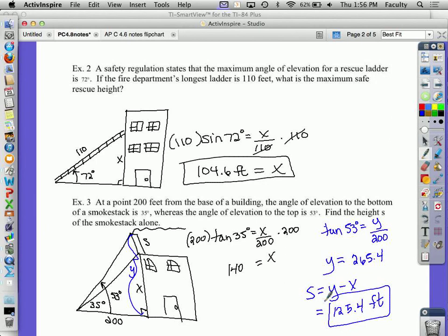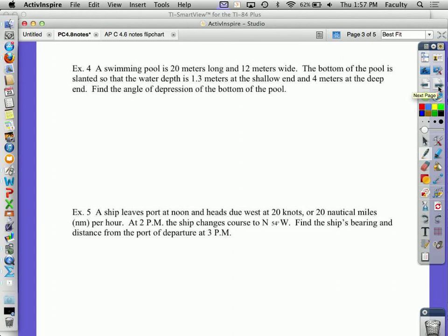Alright, let's do another one. Example 4. A swimming pool is 20 meters long and 12 meters wide. Okay, so we know this, looking kind of at the top of it. But then they're asking us to really make a side view. The bottom of the pool is slanted so that the water depth is 1.3 meters at the shallow end and 4 meters at the deep end. Find the angle of depression of the bottom of the pool.